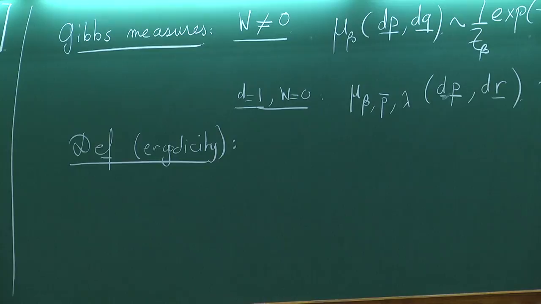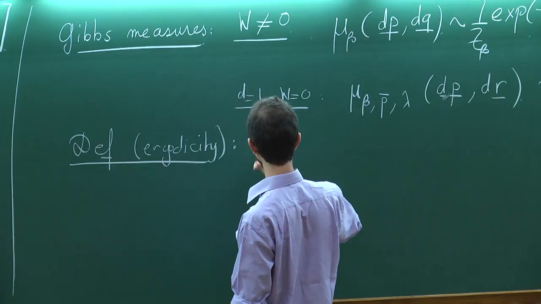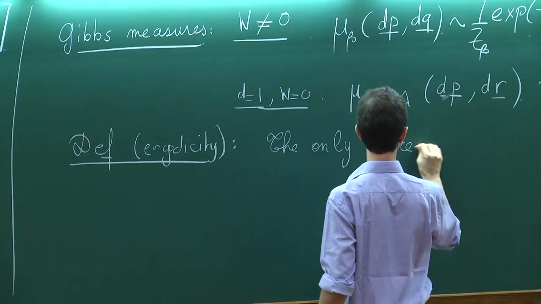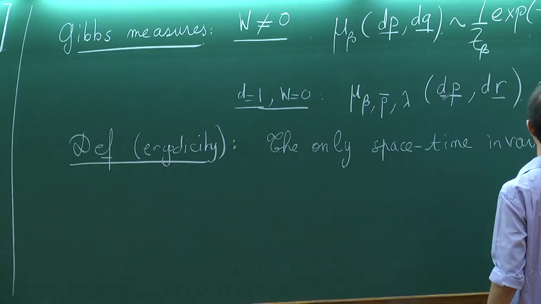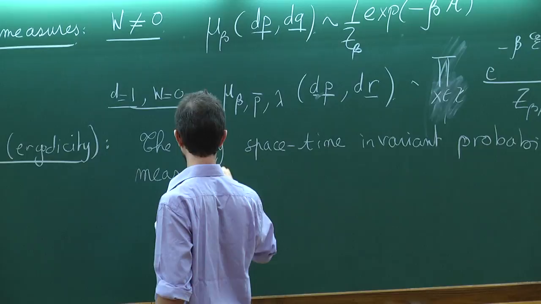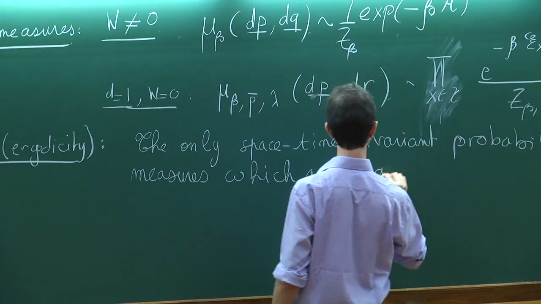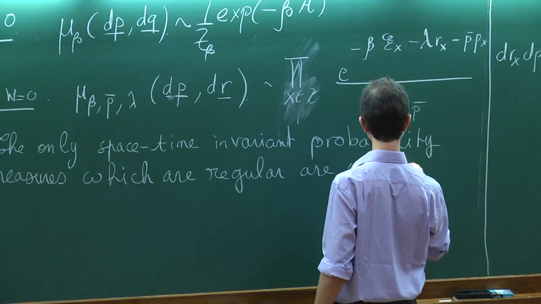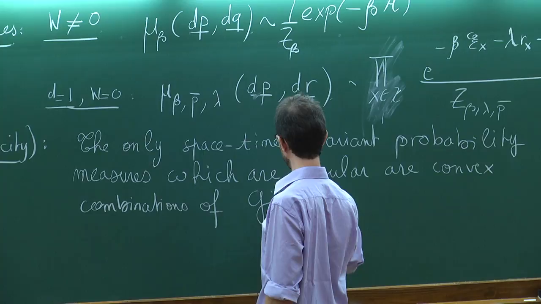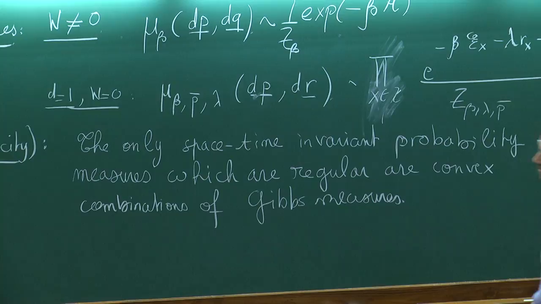But at least it is a notion which is well adapted to do mathematics. So what is the definition of ergodicity that I will use? It is the following. The only space-time invariant probability measures which are regular, I will specify what regular means, are convex combinations of Gibbs measures. This is the definition that I adopt for ergodicity for some infinite system.